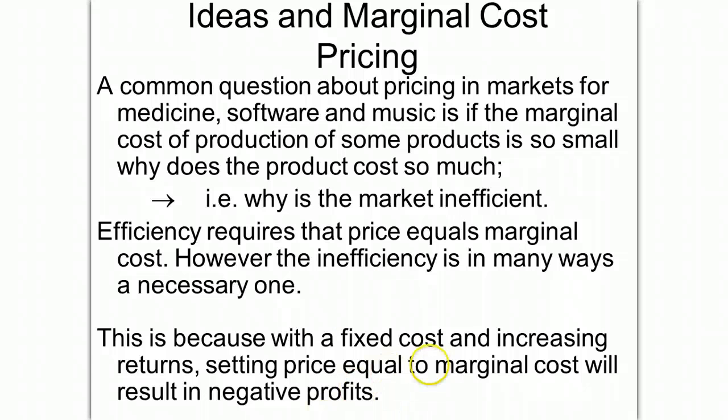So why is this inefficiency a necessary one? Why did no one come on the show and start berating the pharmaceutical companies? Why can they get away with charging 40 euro for something that might cost a fraction of a cent? It's because with a fixed cost and an increase in returns to scale, setting price equal to marginal cost will result in negative profits. So if price equals marginal cost, there will be negative profits.